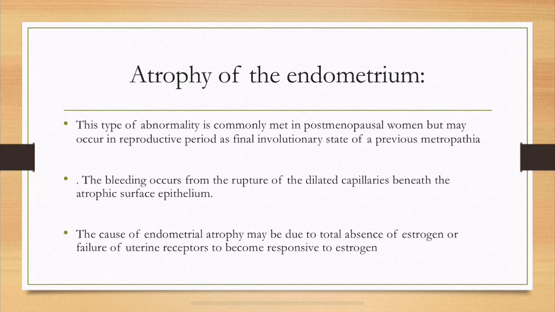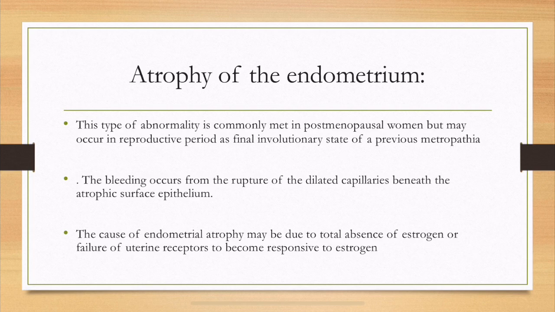The atrophy is not supposed to occur in the reproductive period, but it is occurring in the reproductive period as a final involutionary state of previous metropathia. Whenever the person has suffered from metropathia as a final involutionary state, the atrophy of the endometrium can take place. The bleeding occurs from the rupture of the dilated capillaries beneath the atrophic surface epithelium.